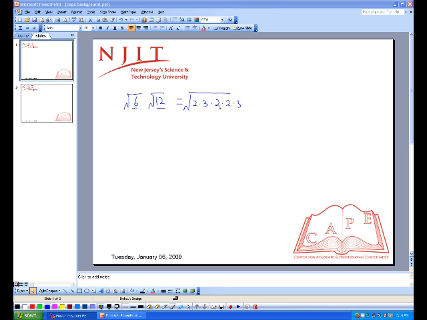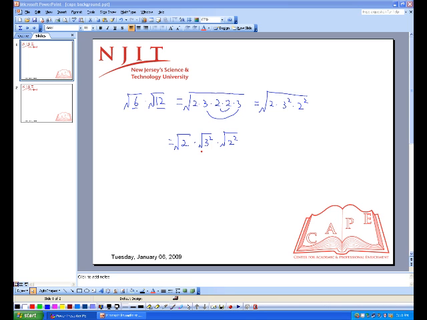So 2 times 2 times 3 is 12, okay? Now, we can pair them up. We can pair 3 with 3 and 2 with 2, and this would give us 2 times 3 squared times 2 squared, right? And if we use the identity we just learned, this can be written as square root of 2 multiplied by square root of 3 squared multiplied by square root of 2 squared.